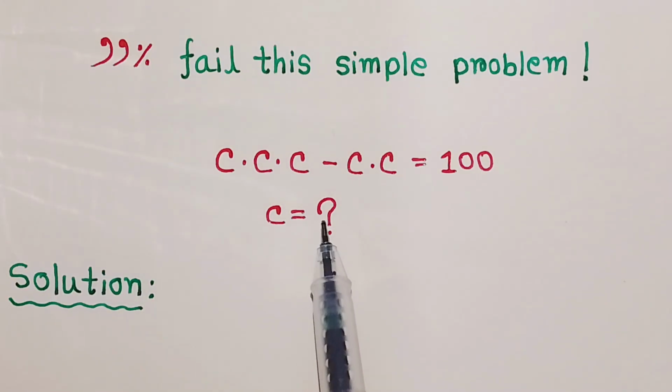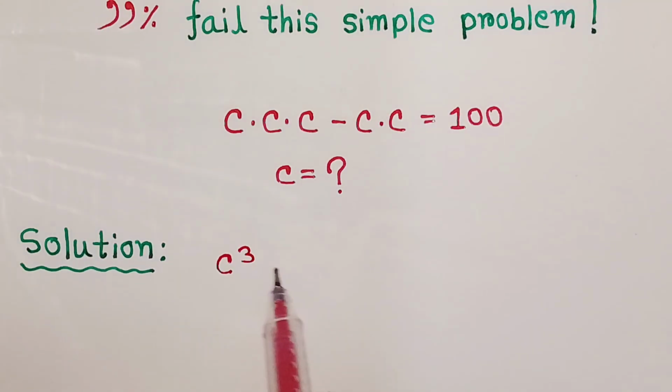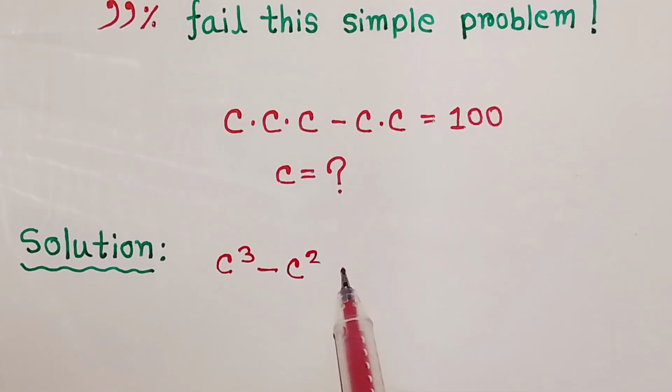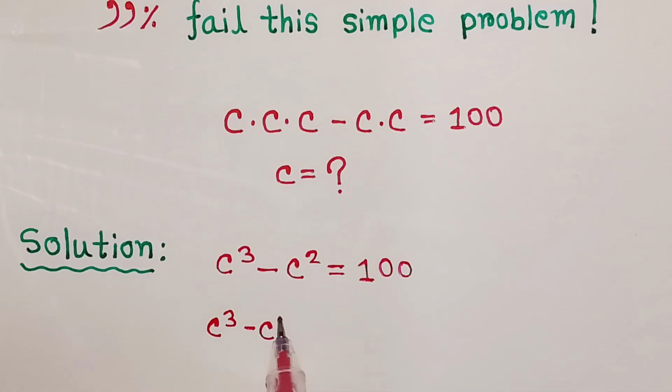C times C times C minus C times C equal 100. C cube minus C times C equals C square equals 100. Then we can write C cube minus C square, and move this 100 to the left side. It will be minus 100 equal 0.